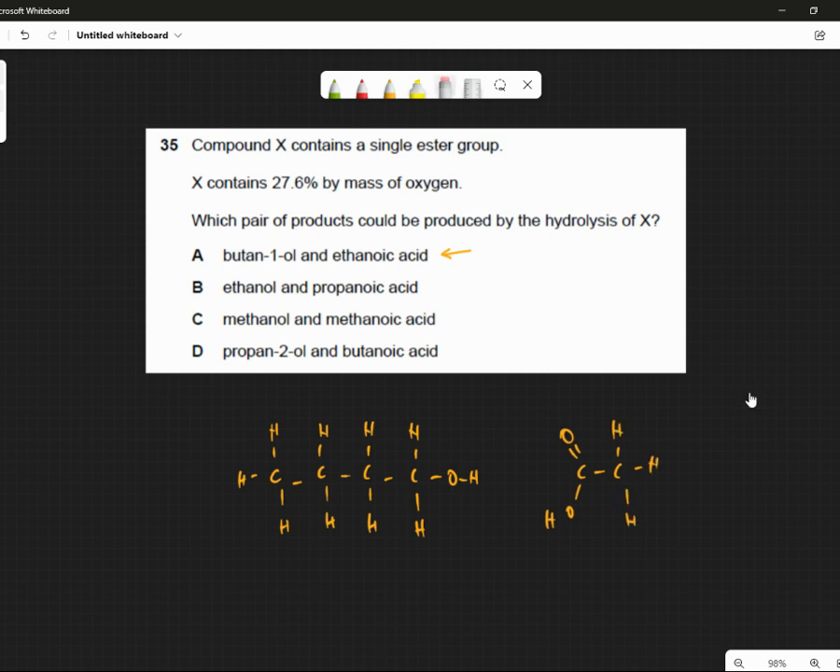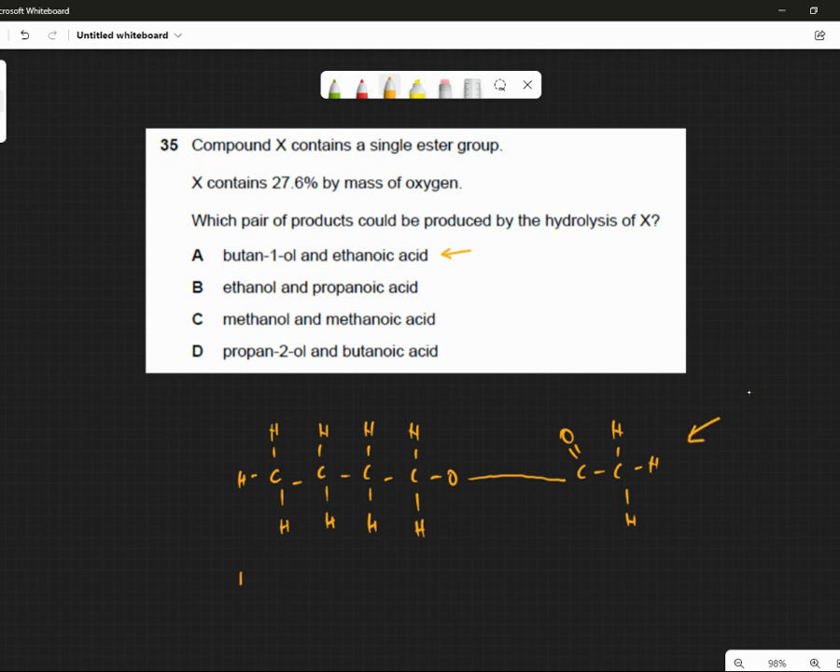Okay. And when these two come together, they will form an ester. So let's draw the ester. H2O comes off. And there's the ester. Now, first of all, we've got to find out what mass of oxygen is in this. My word, what a horrible question.